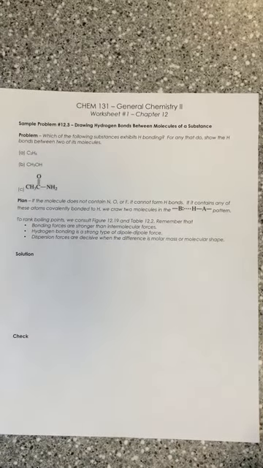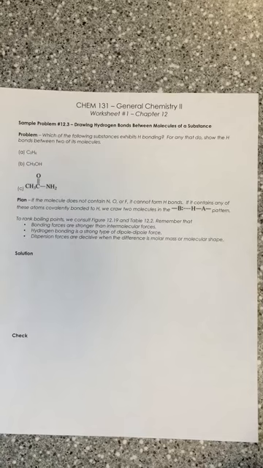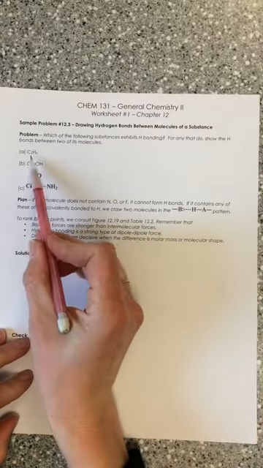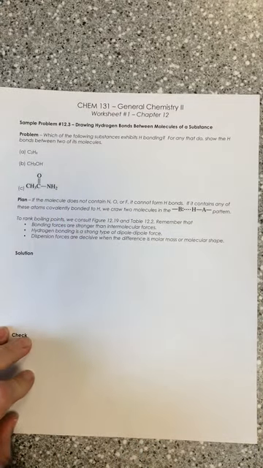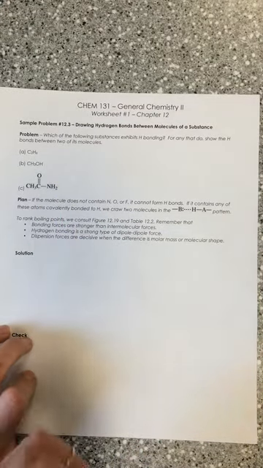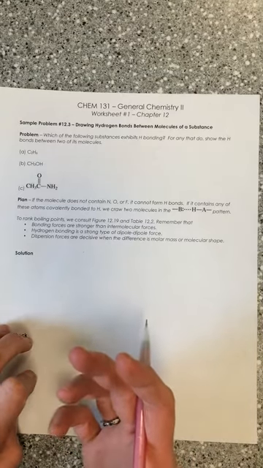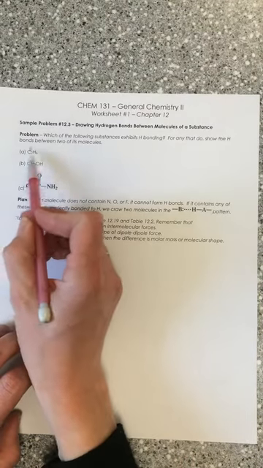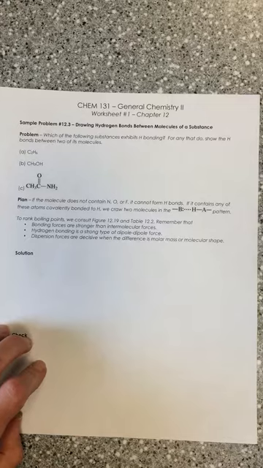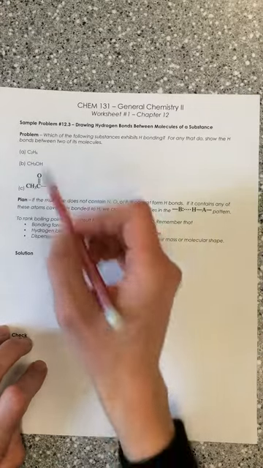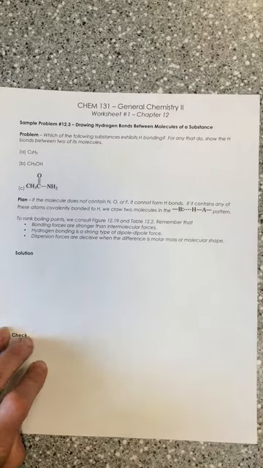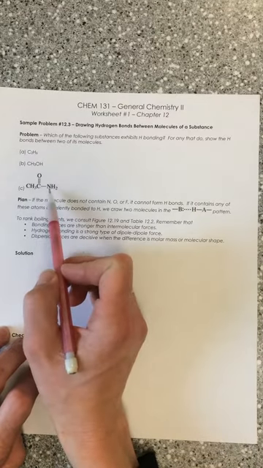Okay, we're going to work on sample problem 12.3, drawing hydrogen bonds between molecules of a substance. For this problem, we're indicating just individual molecules, and we're asking the question, can they hydrogen bond to another like molecule if we had, for example, a pure solution of this substance? We'll also consider from time to time hydrogen bonding between two different molecules, but this problem is just set up to look at hydrogen bonding between two of the same molecules.